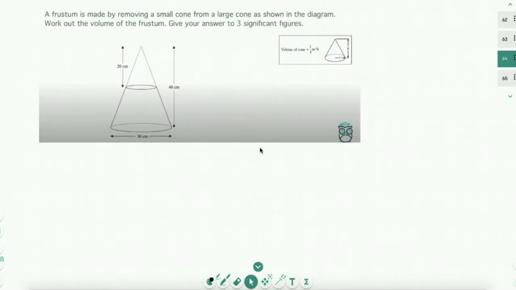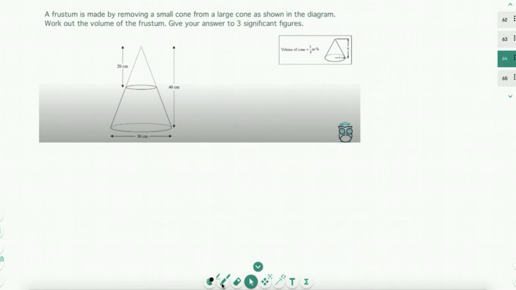Thanks. Alright, guys, a challenge problem. Let's have a read through. A frustum is made by removing a small cone from a large cone, as shown in the diagram. Work out the volume of the frustum and give your answer to 3 significant figures. Let me see my calculator first real quick.